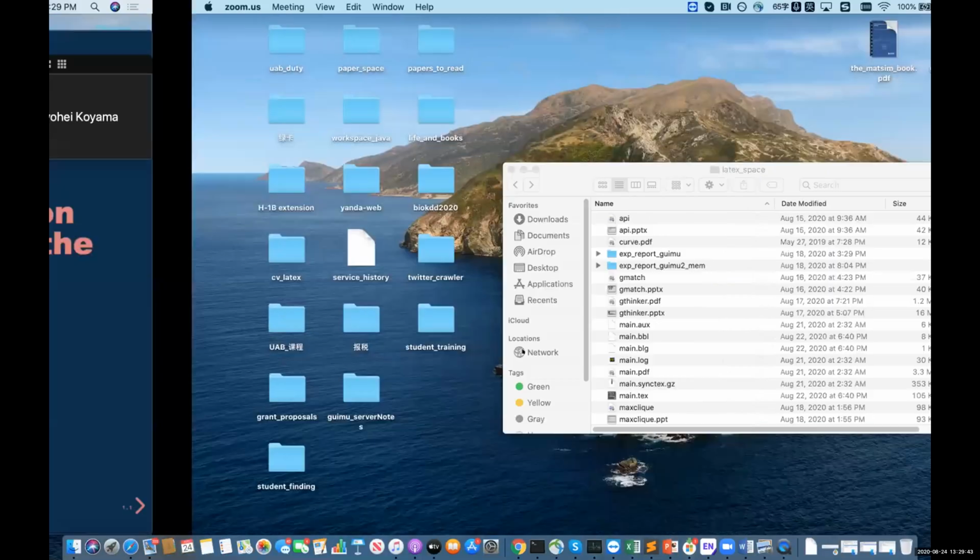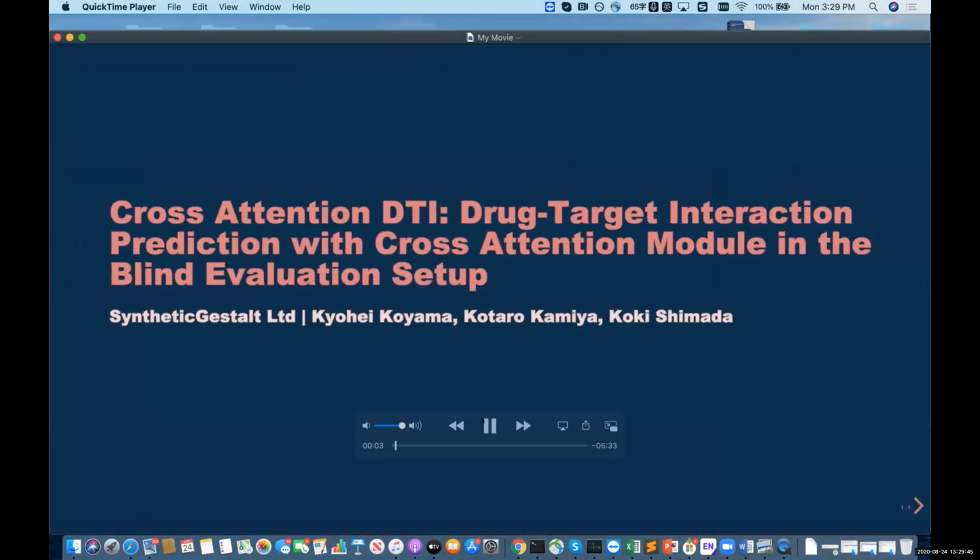Okay, let's begin. Cross-attention drug-target interaction prediction. Today we will focus on how we have optimized our model for industrial applications.